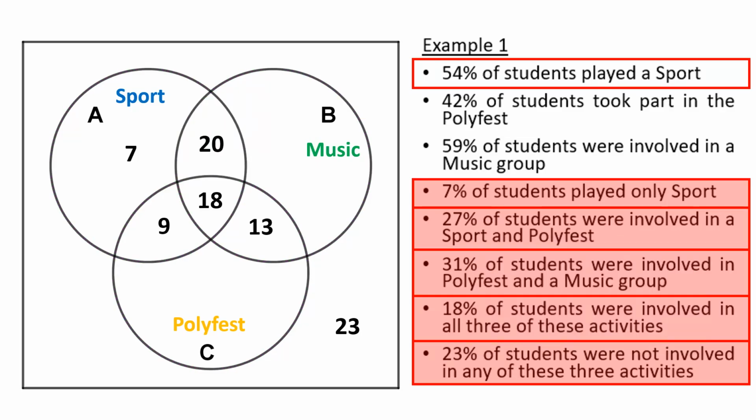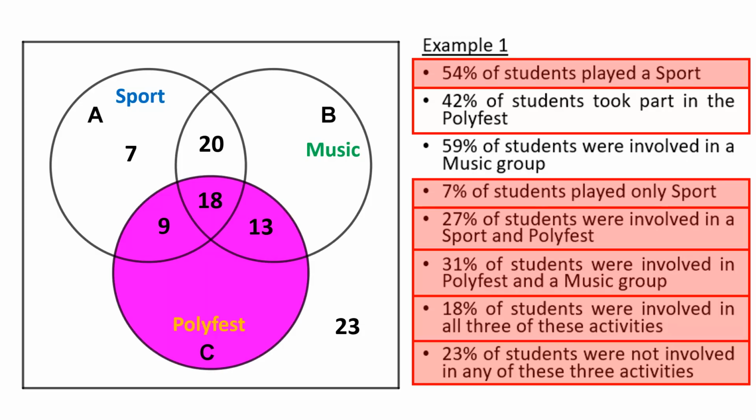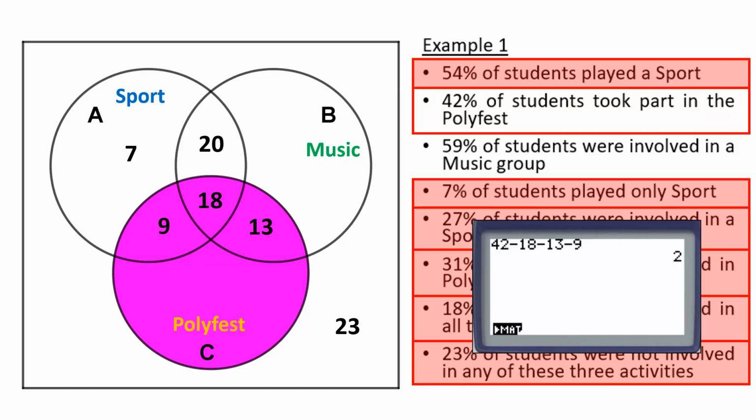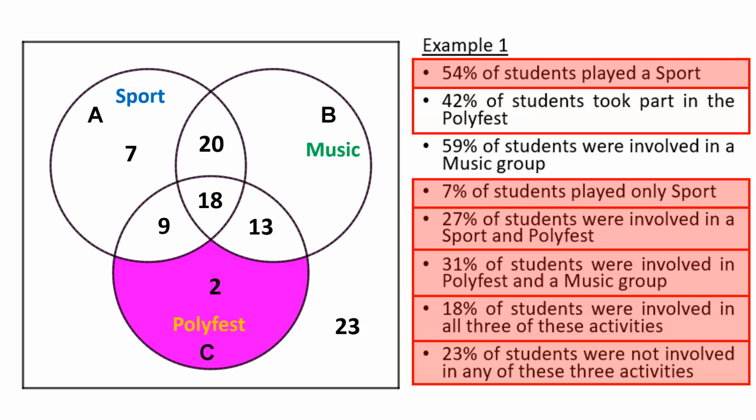All right, we'll come down to the polyfest and we'll see that 42% of students took part in the polyfest. So this entire region for polyfest must add up to 42. 9 plus 18 plus 13 plus something. So when we do a subtraction, we're left with just 2. That tells us just 2% of students did polyfest with no other activities.